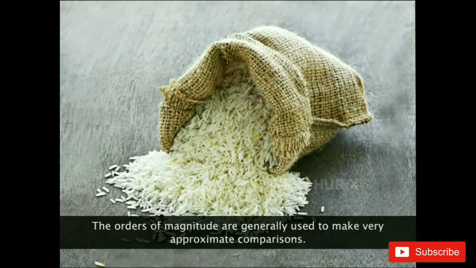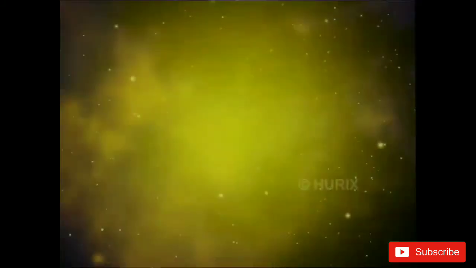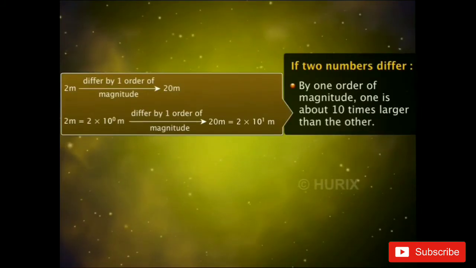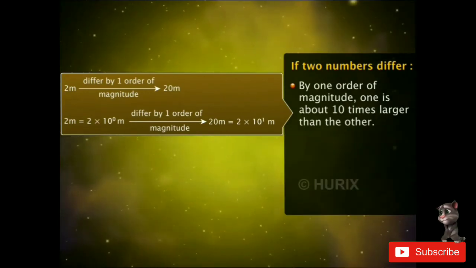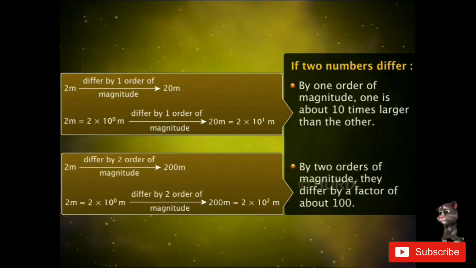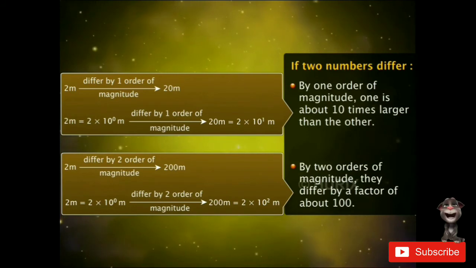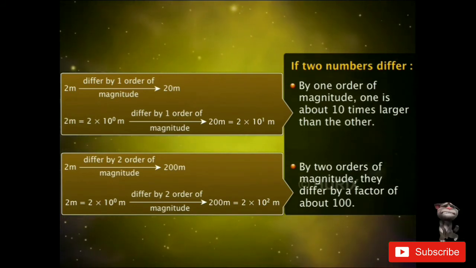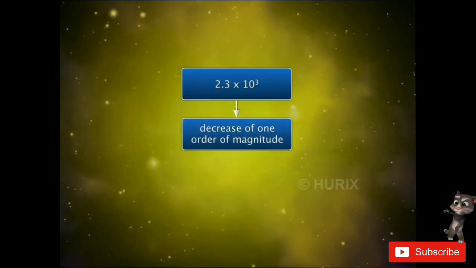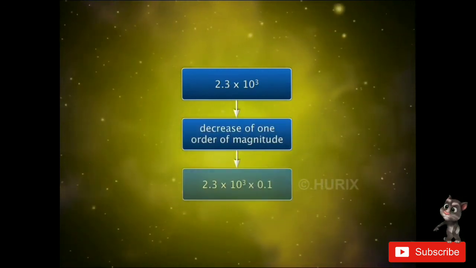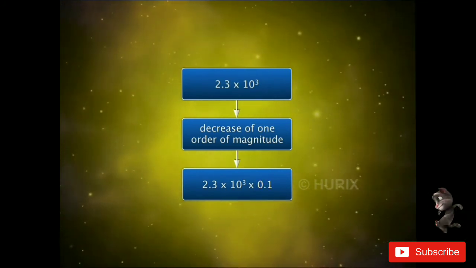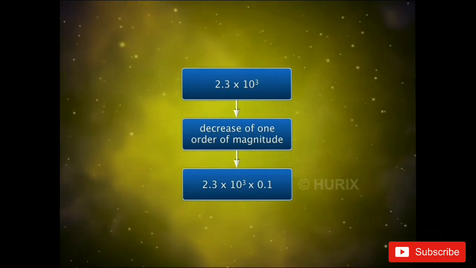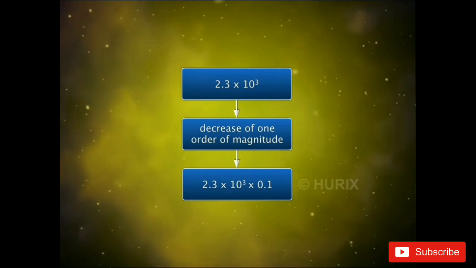The orders of magnitude are generally used to make very approximate comparisons. Note that if two numbers differ by one order of magnitude, one is about 10 times larger than the other. If they differ by two orders of magnitude, they differ by a factor of about 100. As values get smaller, a decrease of one order of magnitude is the same as multiplying a quantity by 0.1. A decrease of 2 orders of magnitude is the equivalent of multiplying by 0.01 or 10 raised to minus 2.